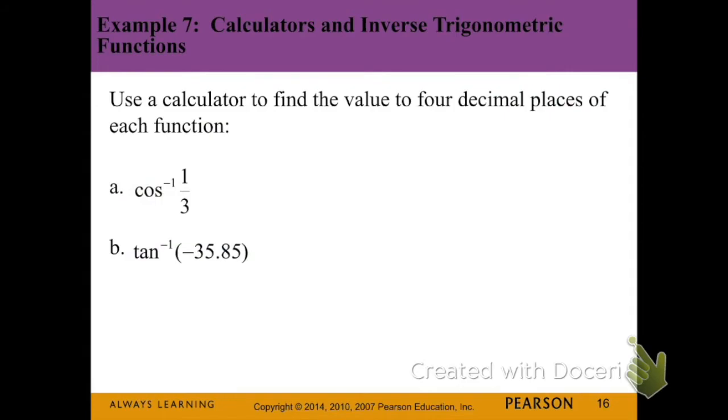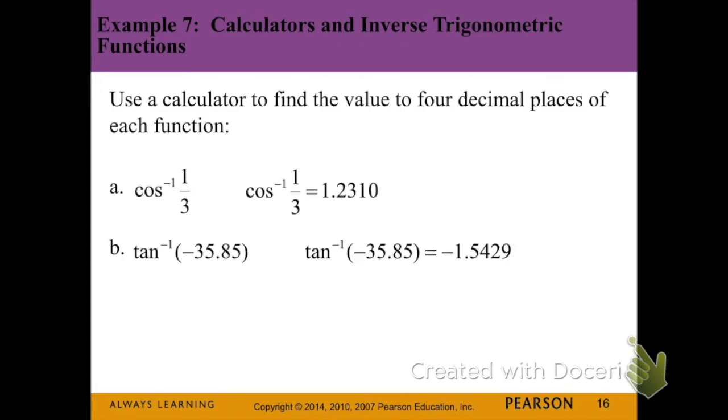In example 7, we're going to use calculators to evaluate inverse trig functions. So on your calculator, you should see somewhere that says cosine inverse, so cosine to the -1. On my calculator, for example, it's the same button as cosine, I just have to hit second first. So on my calculator, I hit second cosine, and then I put 1/3 in there. Same thing with tangent. I hit second tangent, and I put -35.85 in there. Evaluate these two in your calculator and write your answer to 4 decimal places. Restart the video to see my answers.